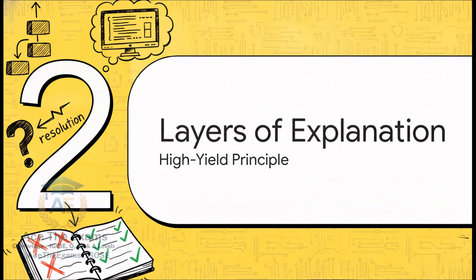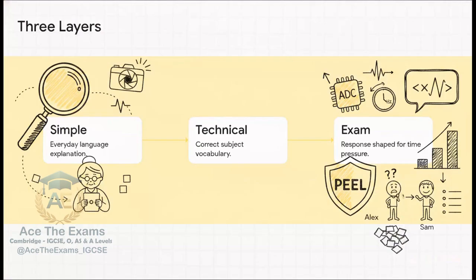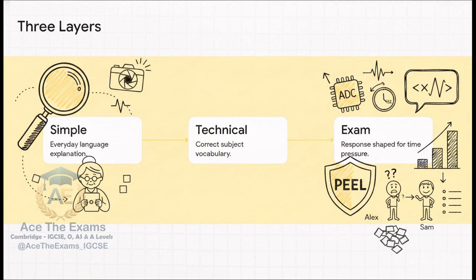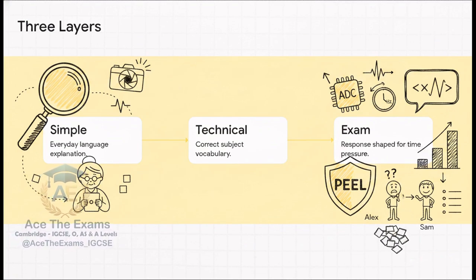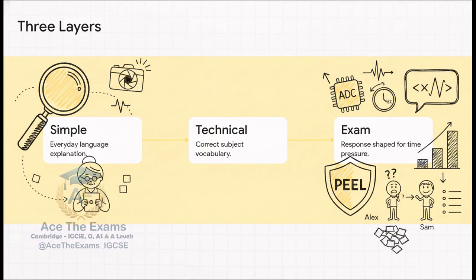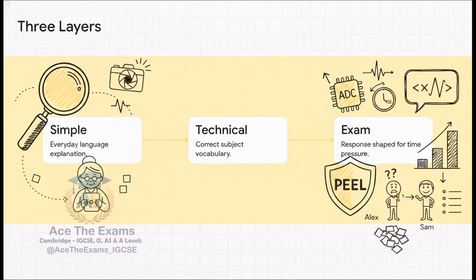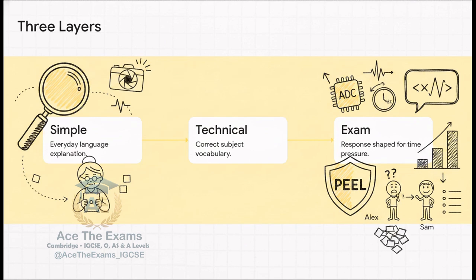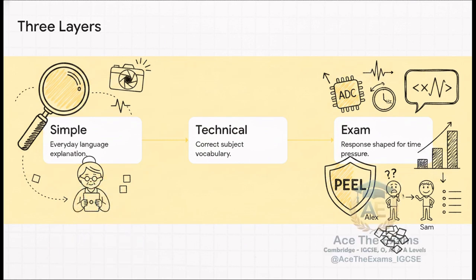I like to refer to this as the high-yield principle. Now, what is really interesting here is the progression that top students use to conquer exam questions. So many candidates will recognize a familiar word in the prompt, a word like resolution, and they will immediately start answering a totally different question from the one that was actually set. This happens because they haven't mastered the layers of explanation.